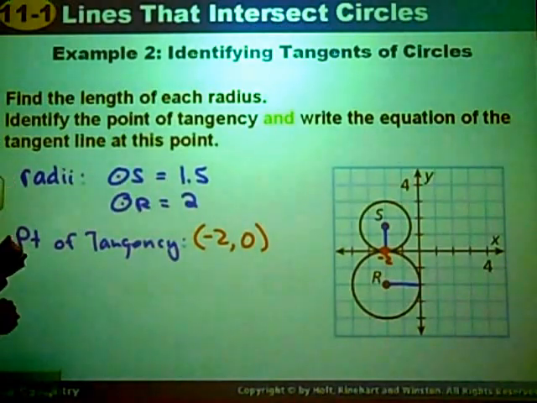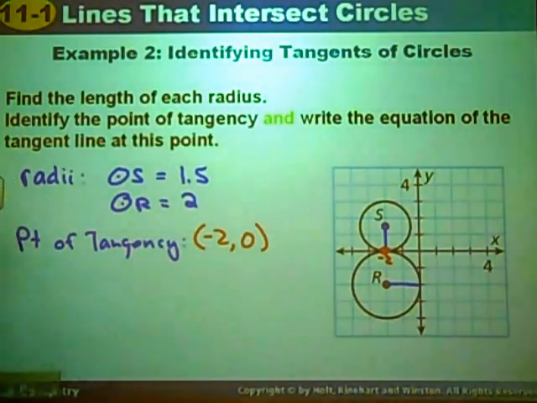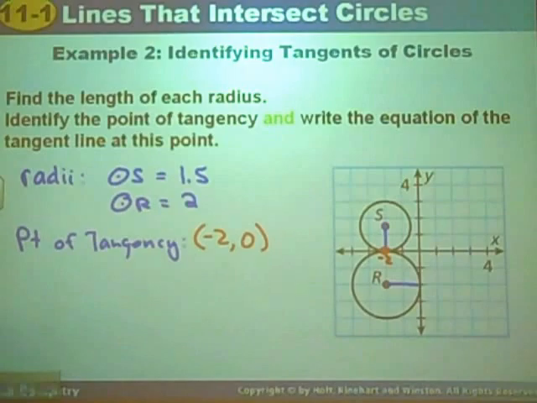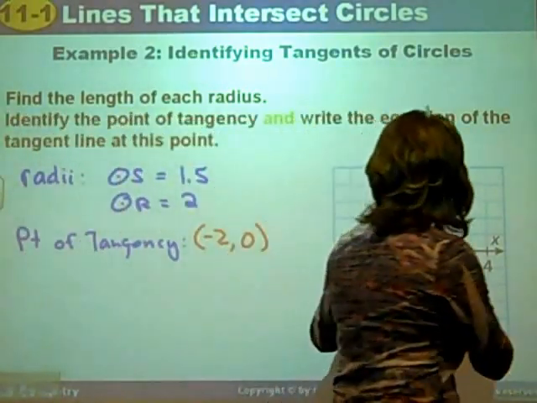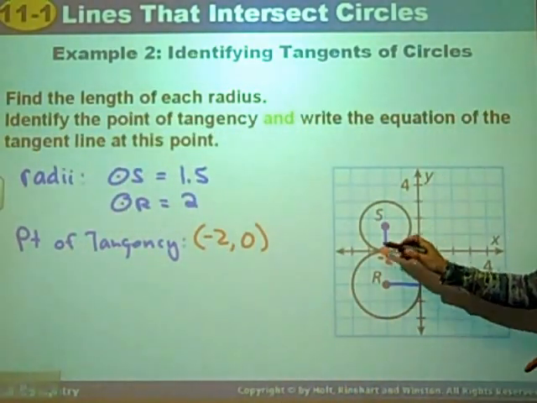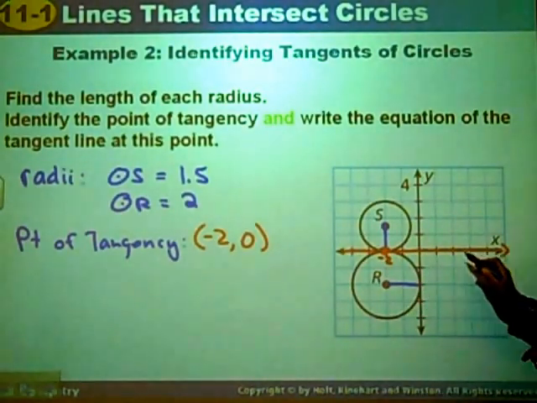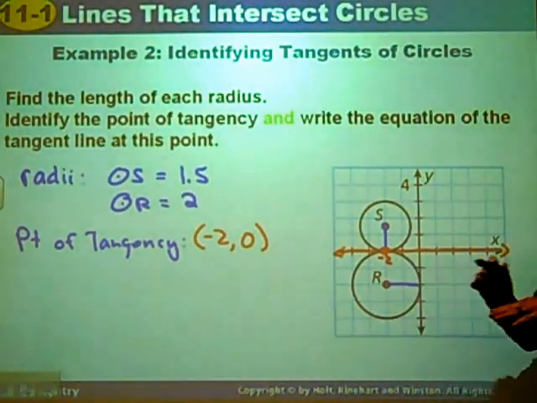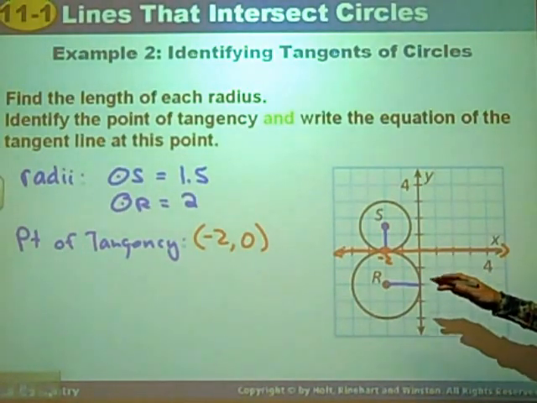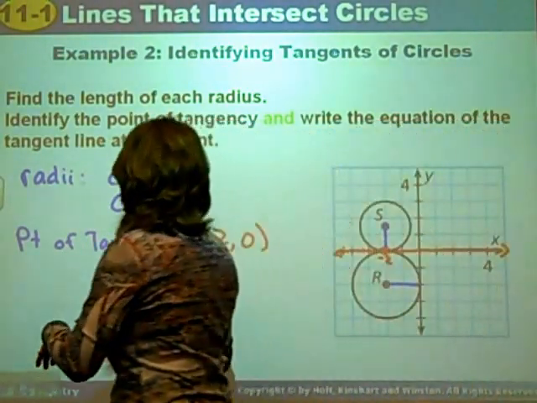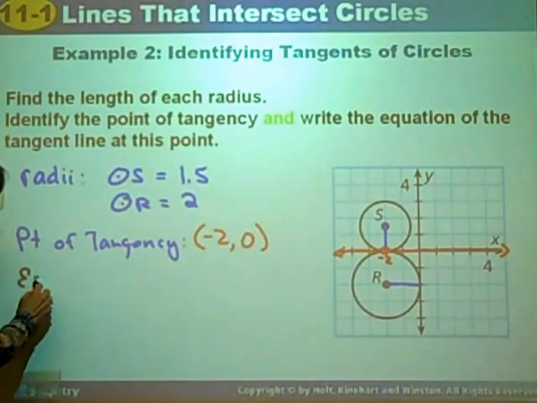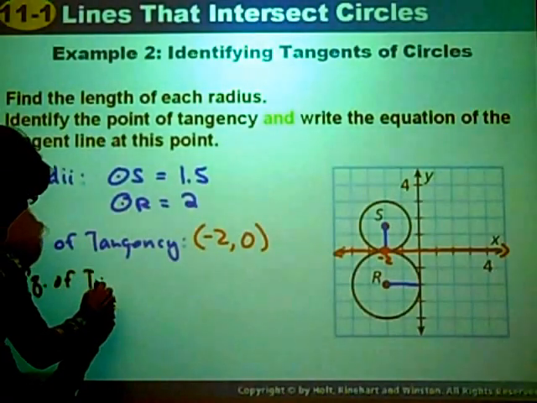Now we want to write the equation of the tangent line at that point. If you think about a tangent line, it can only touch each of these circles at the point of tangency. So it's actually going to be this x-axis. Well, whenever you've got a horizontal line, so we want the equation of the tangent line.